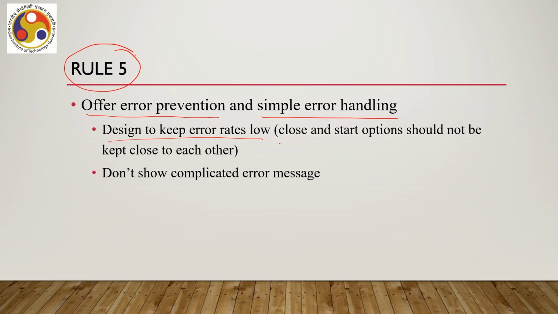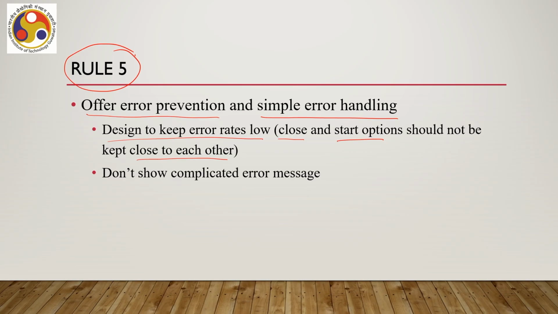So, for example, close and start options should not be kept close to each other. If we are keeping the close option and the start option for the same interface side by side, then instead of closing, sometimes by mistake we can start it, or instead of starting, sometimes by mistake we can close it. So, that is of course one very simple trivial example of how to design to avoid errors.